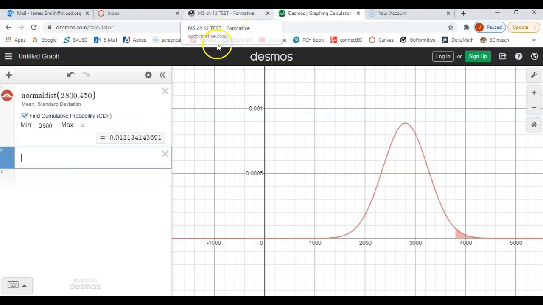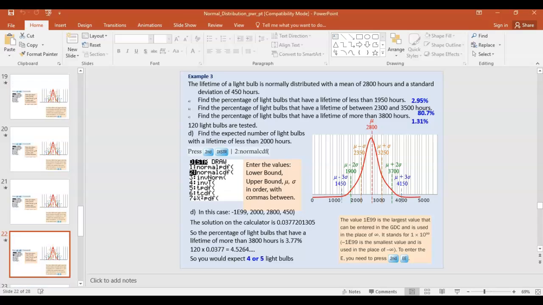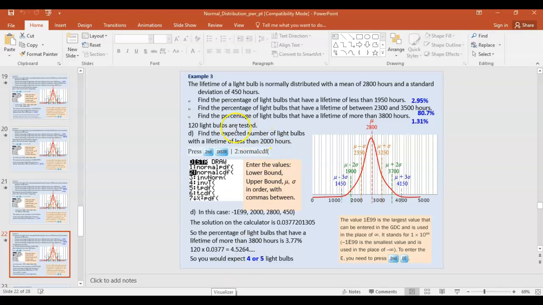Let me give you one more idea. The other type of question that came up in the lesson for today is our expected number question. So this is the one that says, okay, we're going to go one step further than the percent. And now we want you to actually tell us how many light bulbs this would apply to. So it says right here that they tested 120 bulbs. So how many of those bulbs would have a lifetime less than 2,000?